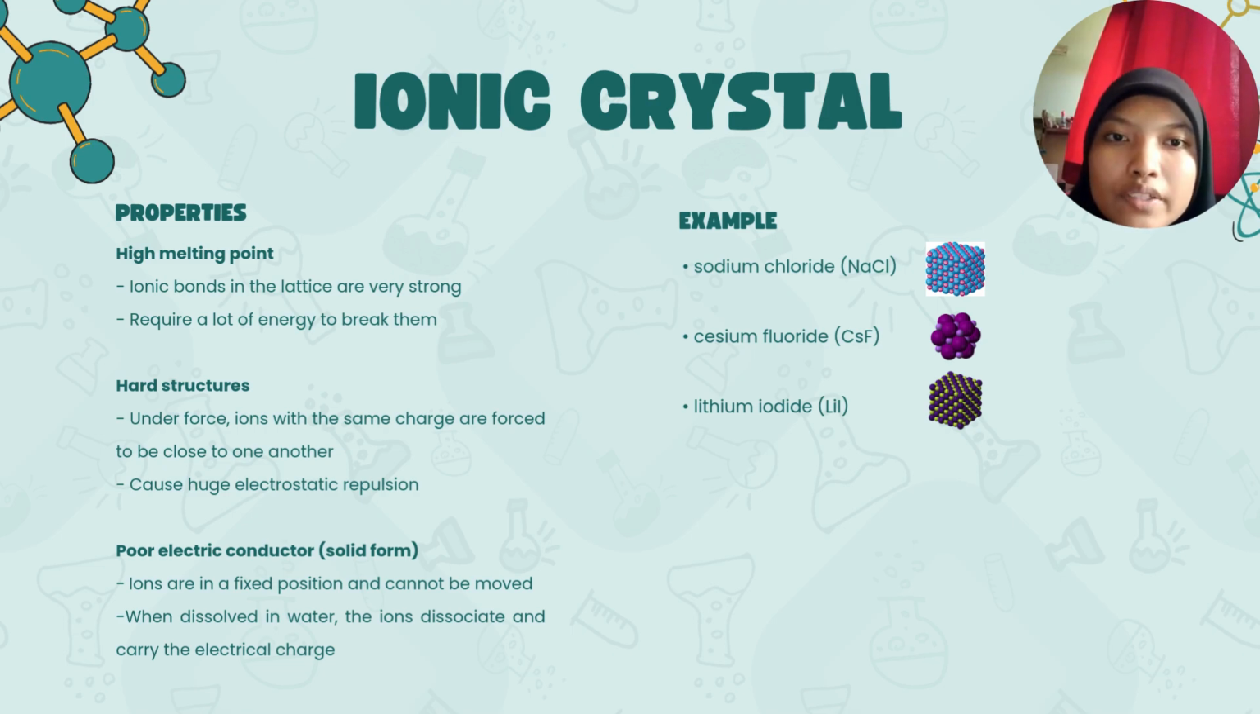Lastly, ionic crystal is a poor electric conductor in solid form because the ions are in a fixed position and cannot be moved. However, when ionic crystals are dissolved or molten, the ions become free to move and are able to carry the electric current, allowing the substance to conduct electricity. The examples shared here are sodium chloride, calcium fluoride, and also lithium iodide. So that's all for the ionic crystal part.